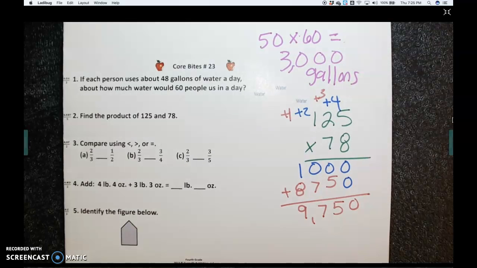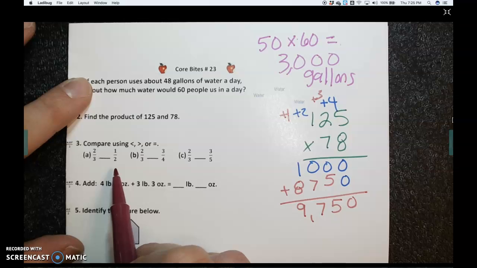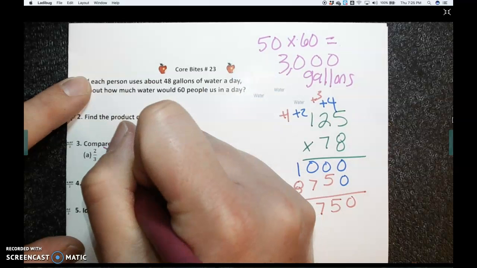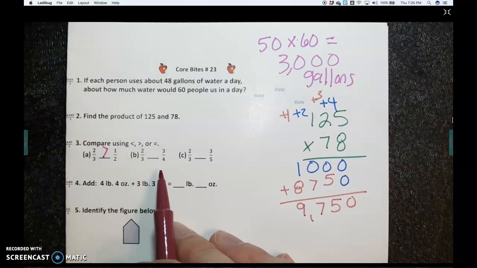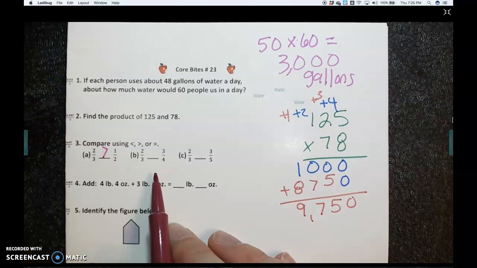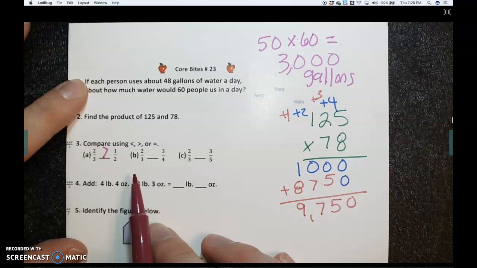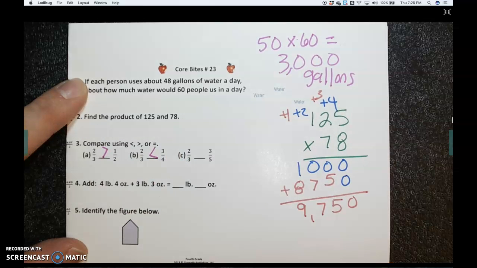For number 3, we're comparing fractions. Okay. So a half is like 50, so think of 50 cents. And then 2/3 would be closer to 75 cents, right? So 2/3 is greater than 1/2. But then I guess 3/4 would be closer to 75 cents. So then we have 2/3 and 3/4, right? So 2/3 of the pie compared to 3/4 of the pie, 2/3 is less than 3/4.